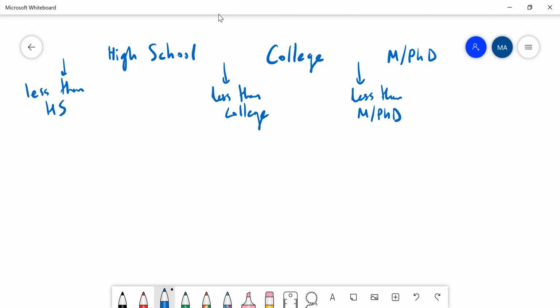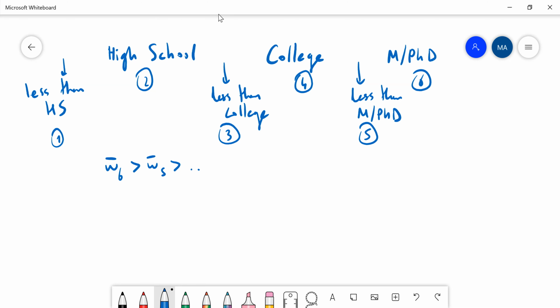So among these different categories, we observe, of course, wage differences, right? So for instance, if you index them by 1, 2, 3, 4, 5, and 6, typically what you would observe is that the average wage in the sixth group would be larger than the fifth, and that goes on. These are, of course, averages, right? Averages of all of the people who have high school education, averages of all of the people who have less than college education, averages of all of the people who have college education.